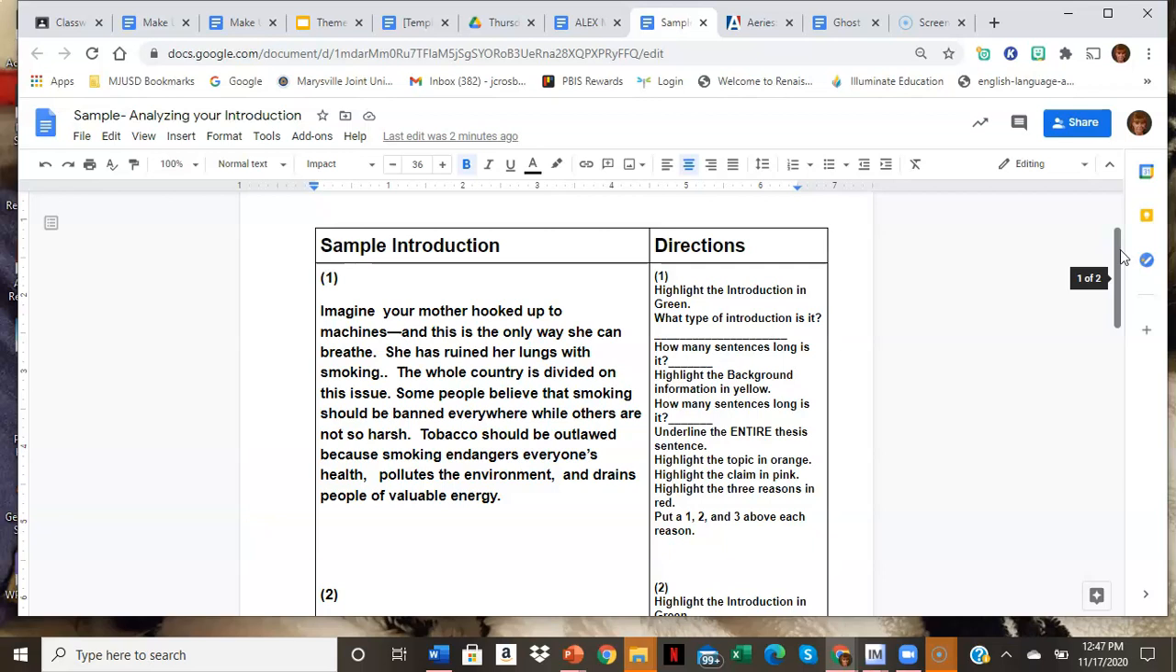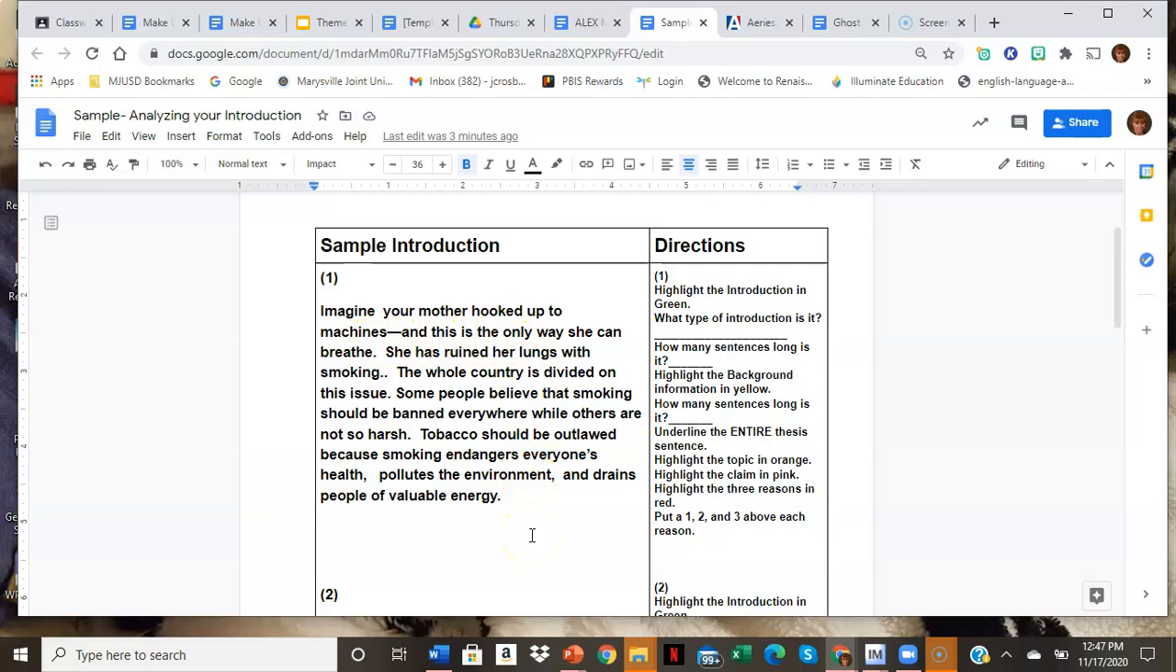So we're going to look at this assignment, and I think I changed it a little bit for you guys, so I'll change the document as I'm going along so it matches yours a little bit better. If I look over here on my right side, I have directions, and then I have my sample introduction on this side. So here's my sample introduction.